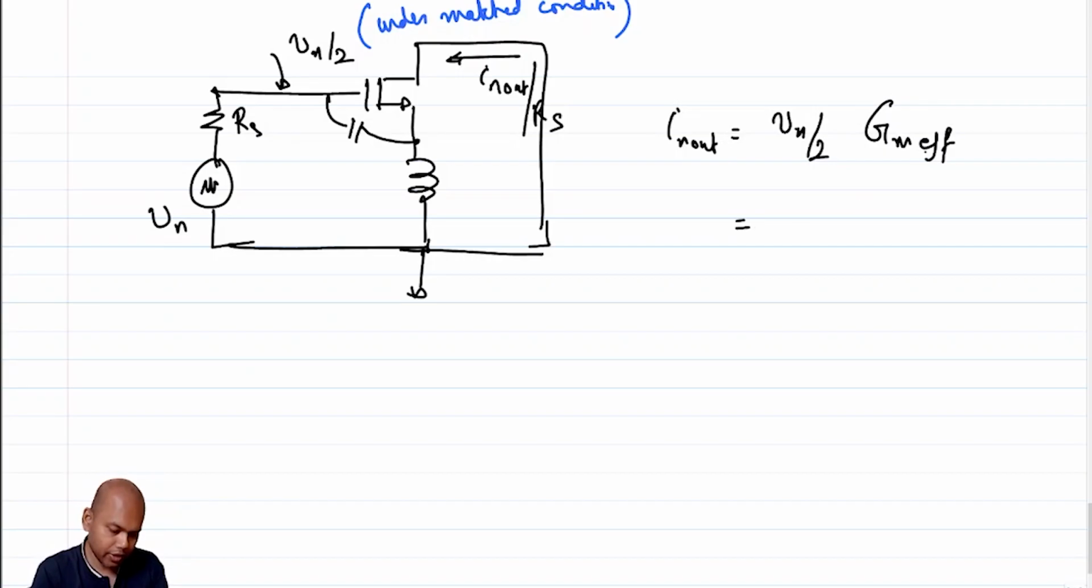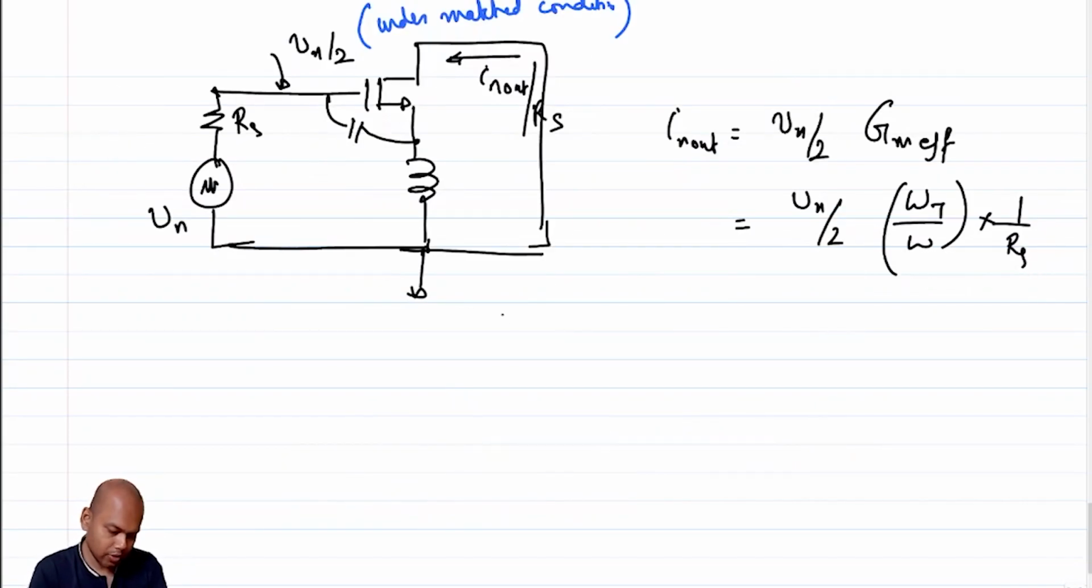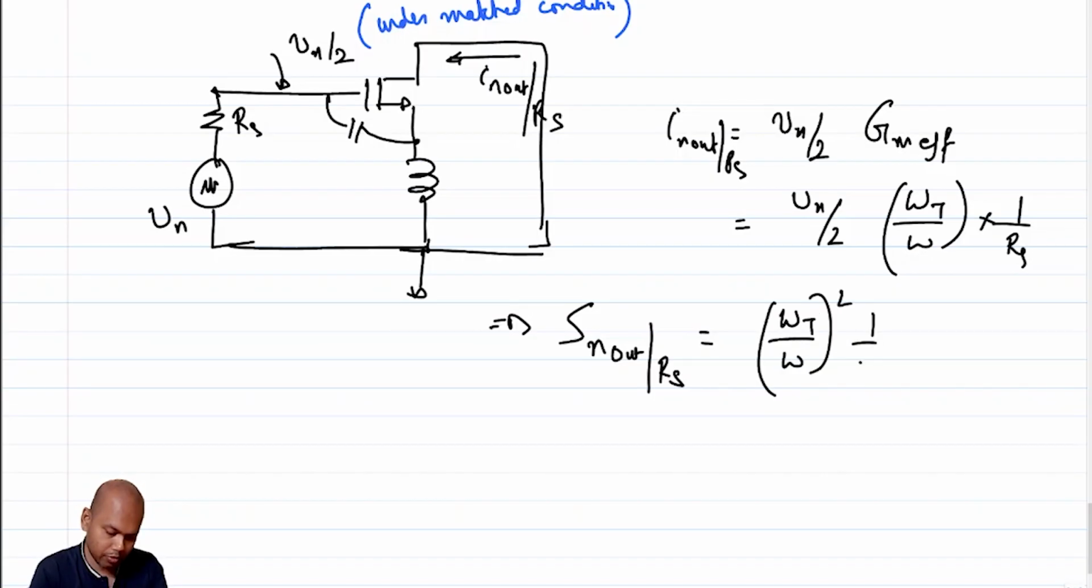And what is GM effective? This is Vn over 2 times GM effective is omega T over omega times 1 over Rs, right? That's what it was, right? Yeah. So this is omega T over omega times 1 over Rs, which means that this is In out due to Rs, which means that Sn out due to Rs, that is due to source, is omega T by omega whole squared times 1 by Rs squared times 4k, sorry, 4 goes off because 1 over 4 will come. So you'll get KT Rs, right?